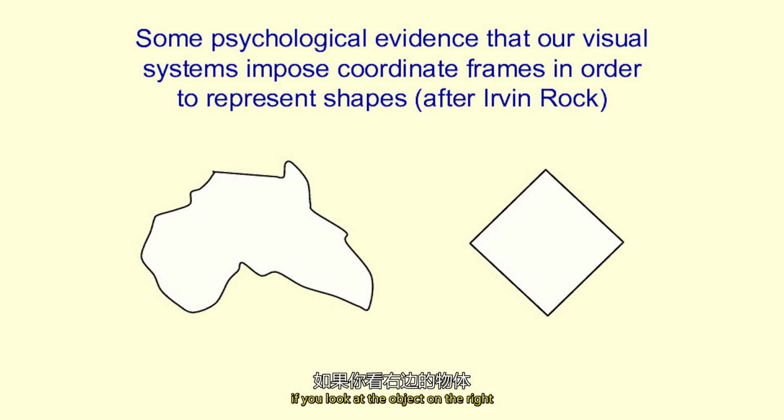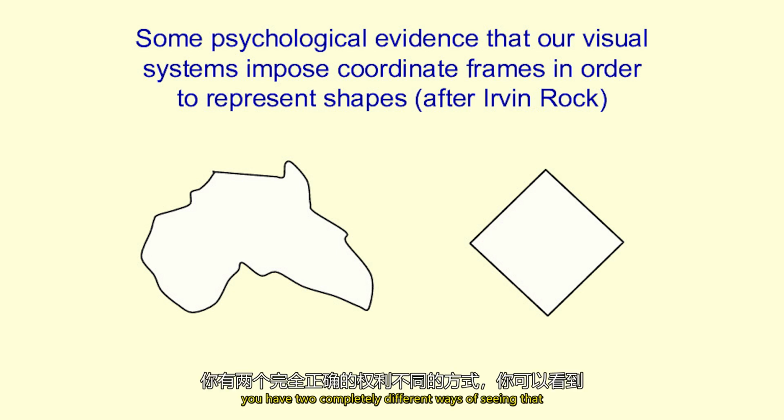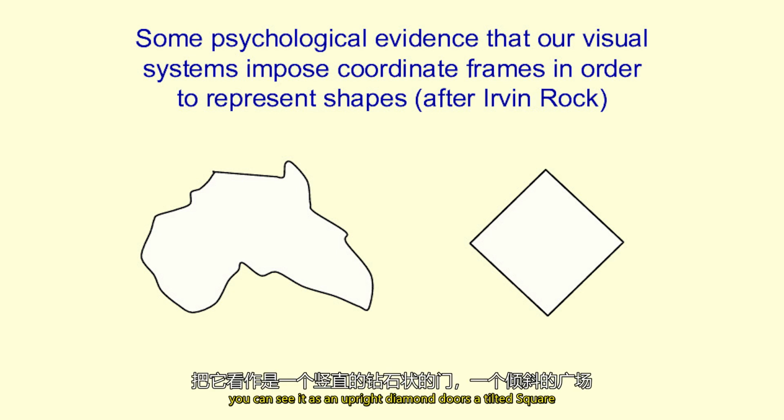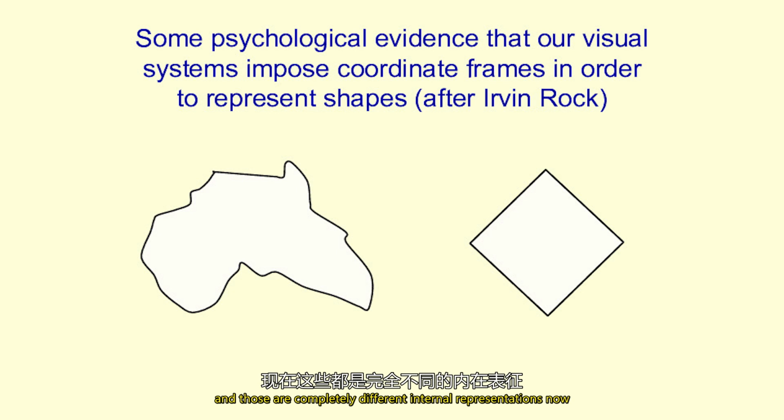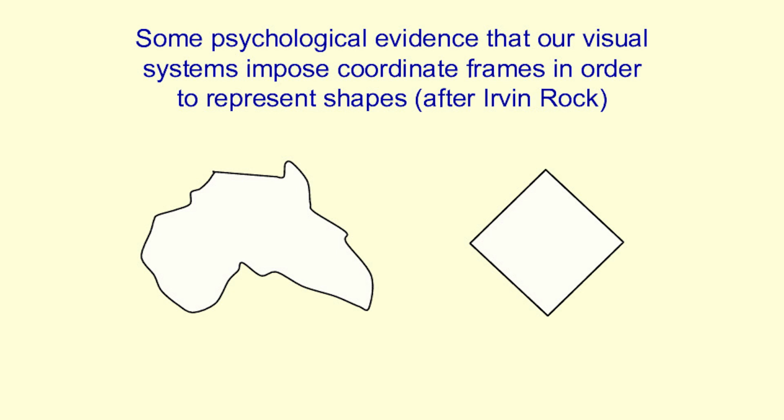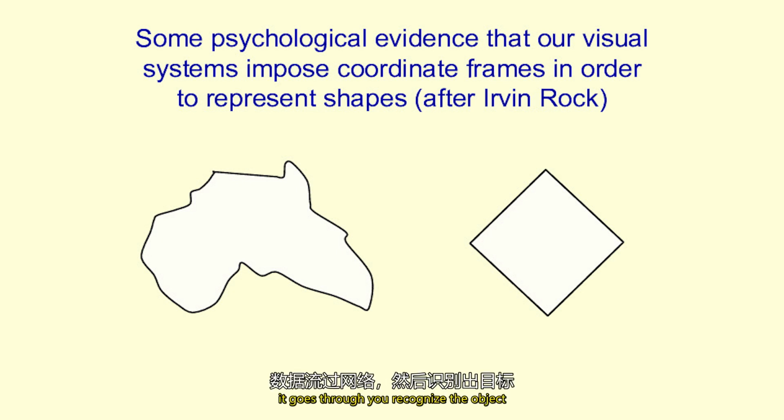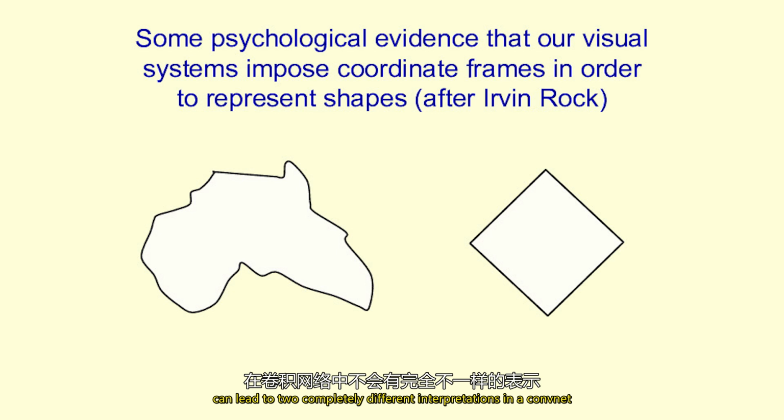If you look at the object on the right, you have two completely different ways of seeing that. You can see it as an upright diamond or as a tilted square. And those are completely different internal representations. Now, a convnet doesn't have anything like that. A convnet, you put the data in, it goes through, you recognize the object. But it's not like the very same pixels can lead to two completely different interpretations in a convnet.